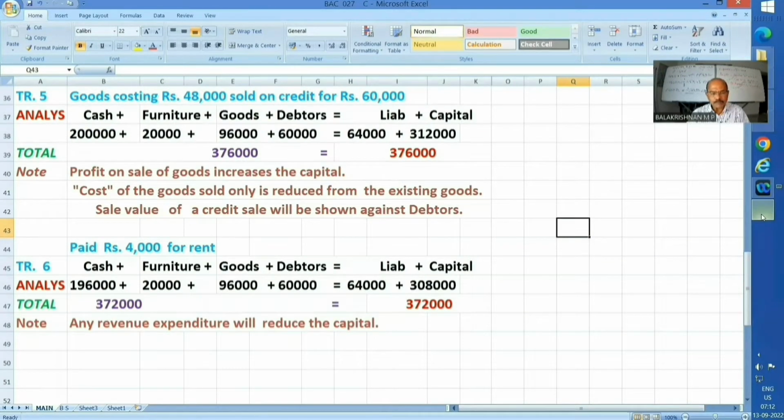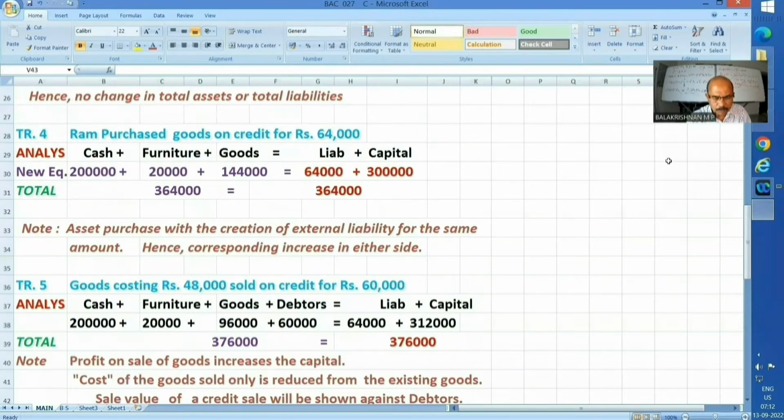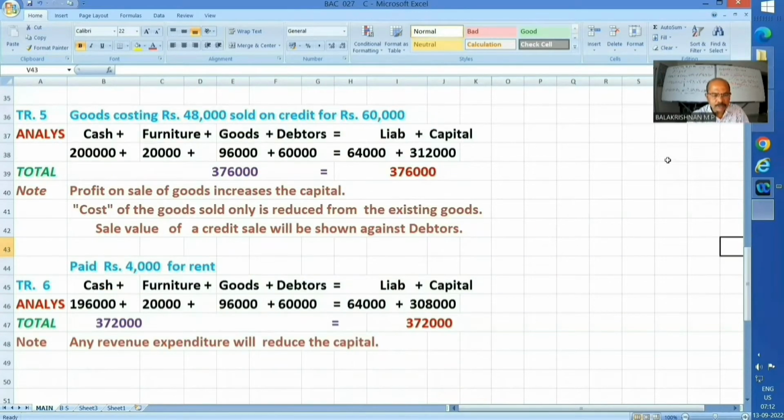Goods costing rupees 48,000 sold on credit for rupees 60,000. So it's a credit sale. Goods moved out. The cost of the goods that moved out only we should reduce from the previous total. Previously, we had 1,44,000 cost of the goods. Now, out of that, 48,000 moved out. So, remaining 96,000 goods are with us.